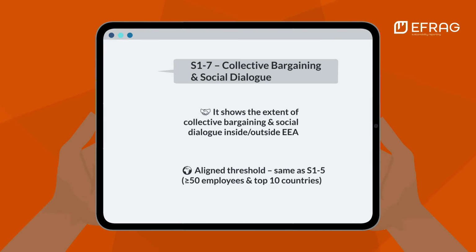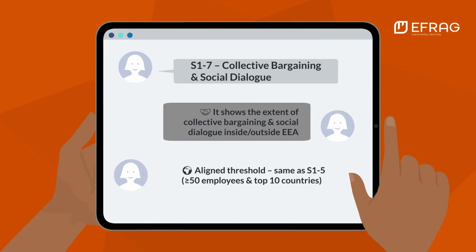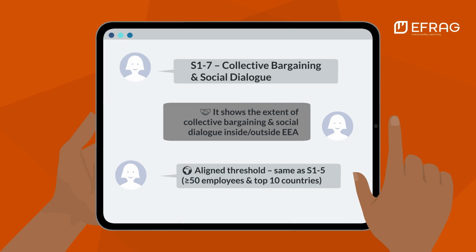S1.7 Collective bargaining coverage and social dialogue. This disclosure remains to show the extent of collective bargaining and social dialogue both inside and outside the European Economic Area. The same significance threshold used in S1.5, 50 or more employees and the 10 largest countries by employee numbers, was also introduced here to ensure alignment.